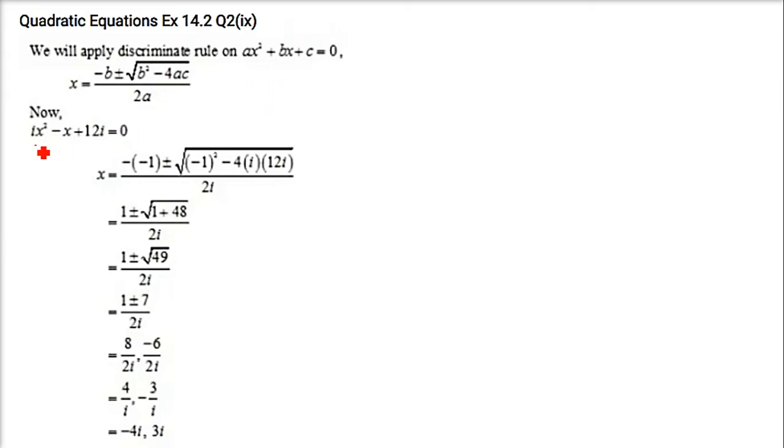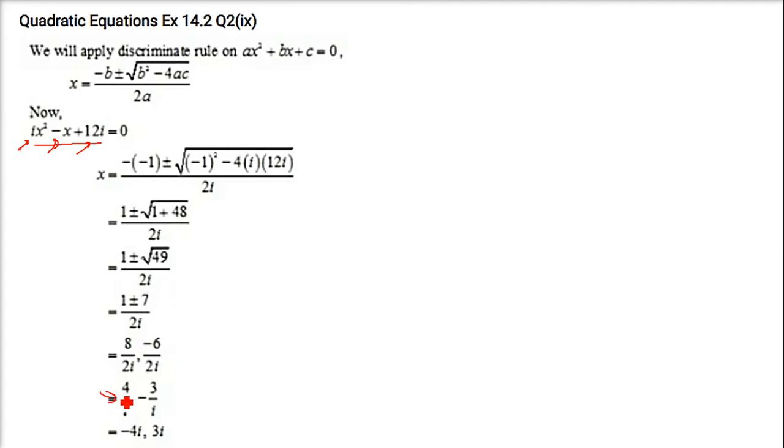Now you have this ix square minus x plus 12i. So you have to do the same: a is i, b is minus 1, c is 12. Just put it here and you'll get this term. Because we have already discussed this, I'll just skip it.